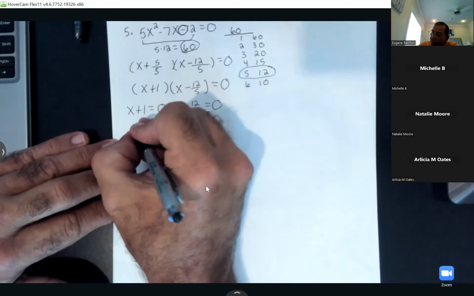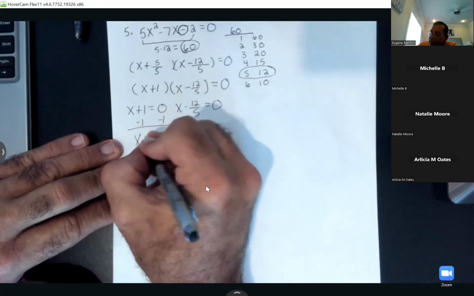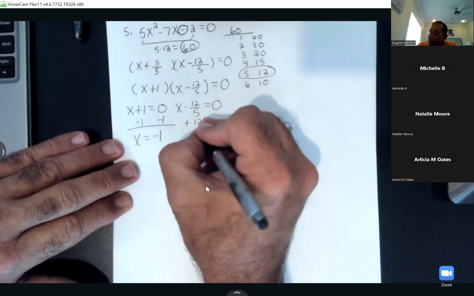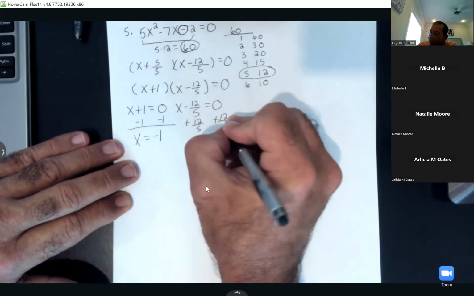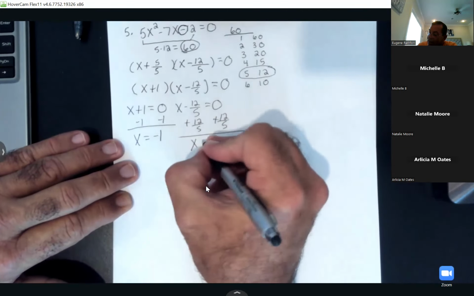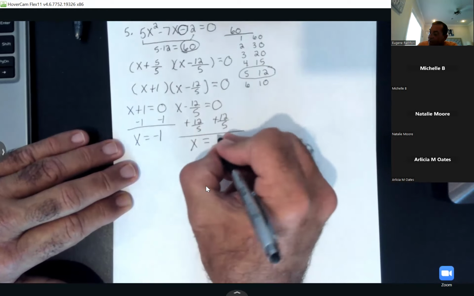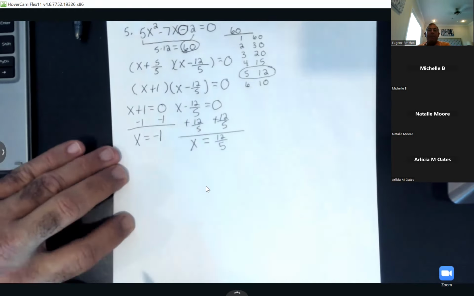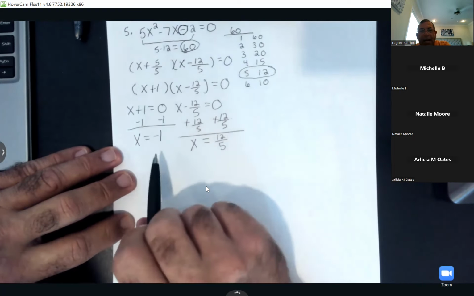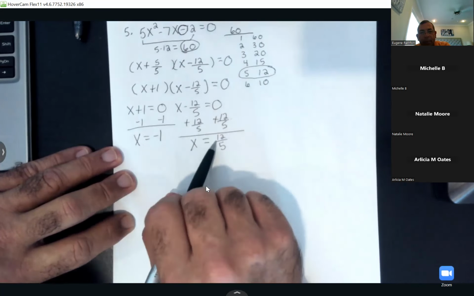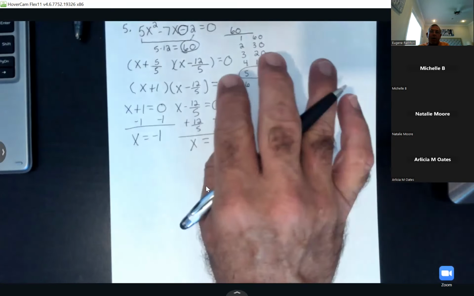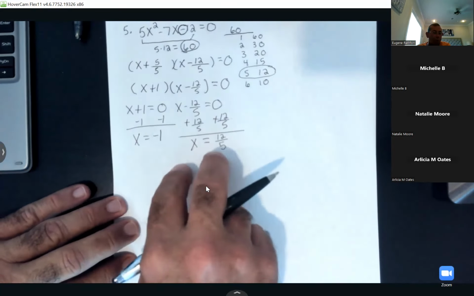Over here, I'm going to subtract 1 from both sides. I get x is a negative 1. Here, I'm going to add the 12 fifths to both sides. So I'm just going to add that fraction to both sides. So I get my x equals a positive 12 fifths. So if you can get it to this point where you got it factored, change the signs to get the final answers. Okay. And then once again, this one was not a log equation, so we're going to keep both answers in support.